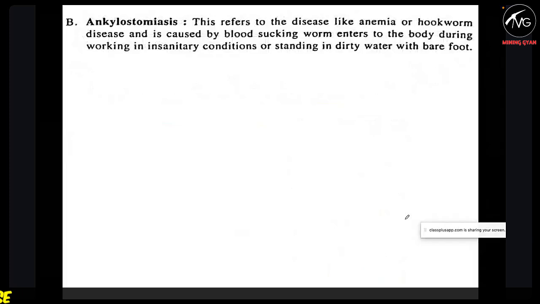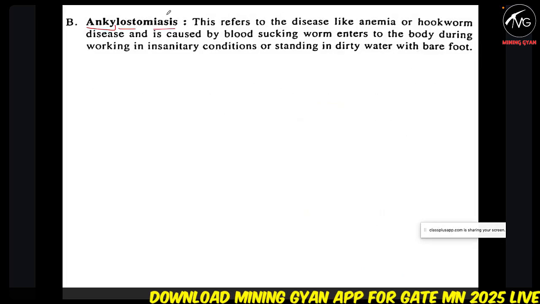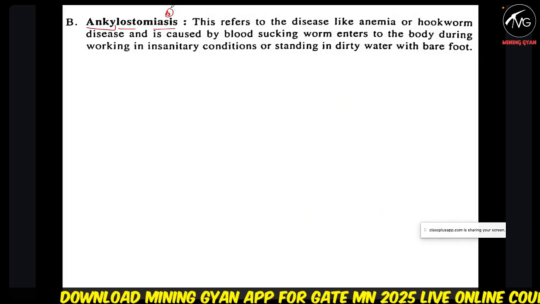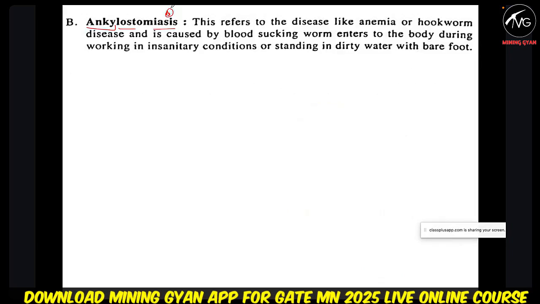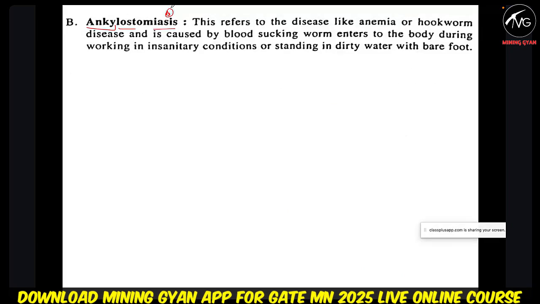Second disease is ankylostomiasis. If I am pronouncing it wrong, please correct yourself. Ankylostomiasis. In ankylostomiasis में क्या होता है? This disease is like anemia, the hookworm disease, the blood sucking worm.